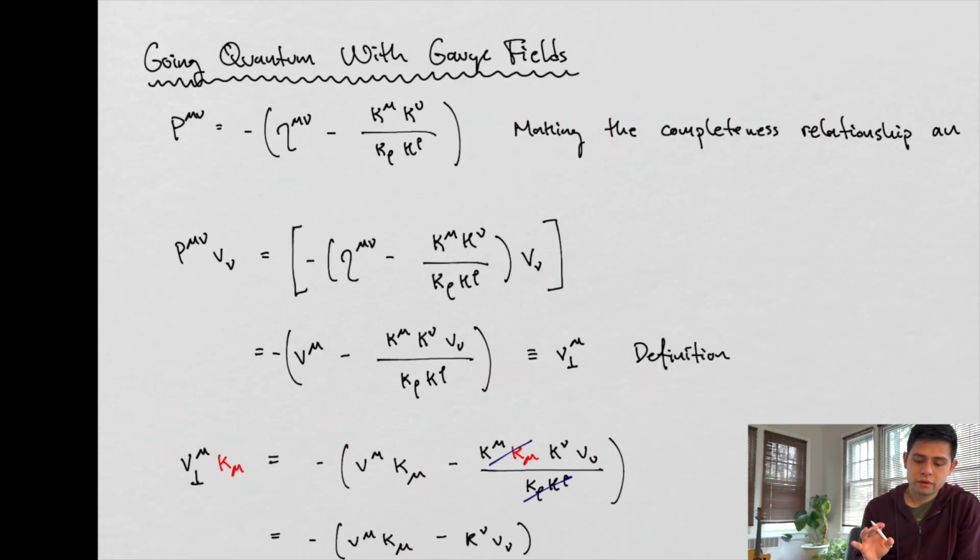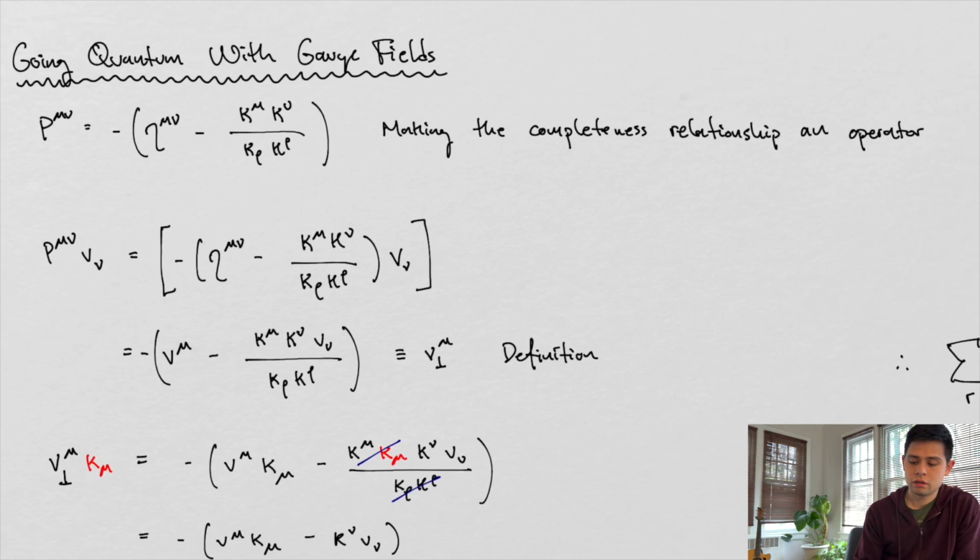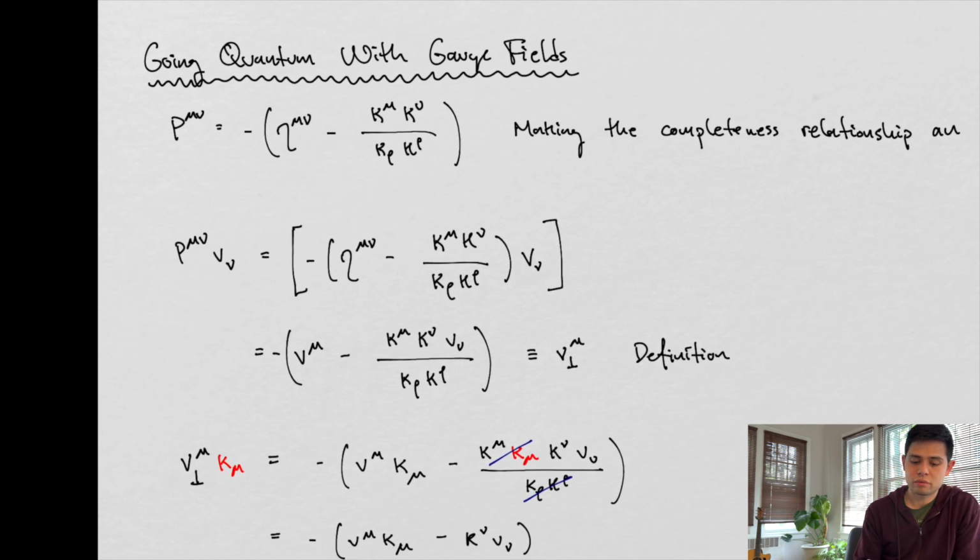Let's get right into the content. So when we are going quantum with our gauge fields, the natural inclination is to make this thing an operator, right? So we're making the completeness relationship an operator.